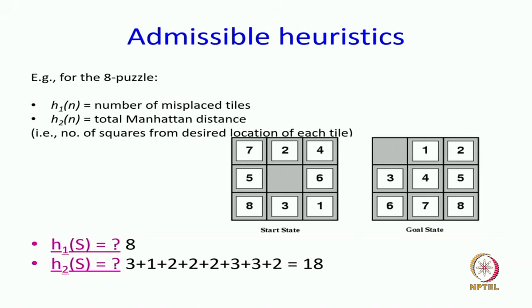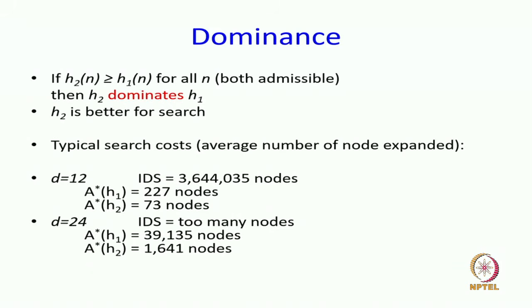Each term in H1 will be less than or equal to H2, and both of them are admissible. Therefore, overall we can say that H2 will always be greater than or equal to H1, and if they are both admissible, that means H2 is, quote unquote, more informative than H1, and the technical term for this is H2 dominates H1. Like if I have H2, I do not need H1, right.